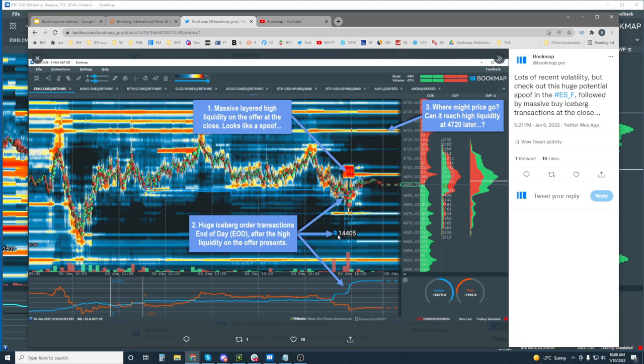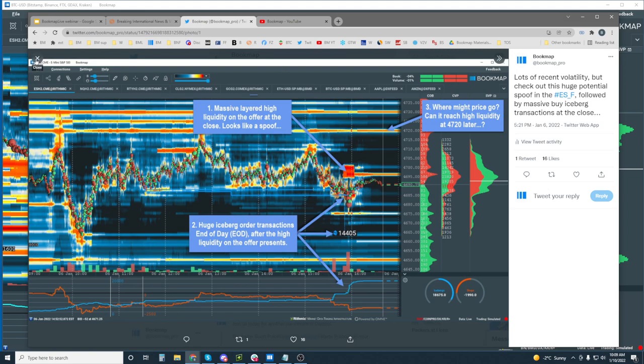We just want to be aware and watch and understand who is getting filled. Larger players using iceberg orders can have it go against them multiple days. Their positions are much, much bigger, and they're looking for that market to turn around at some point. So anyway, we're really curious. This looks like such a massive spoof at the close, and it really didn't go much higher. It went up to about this 4705 here. That was about it.